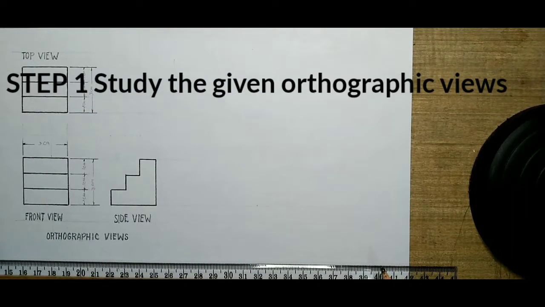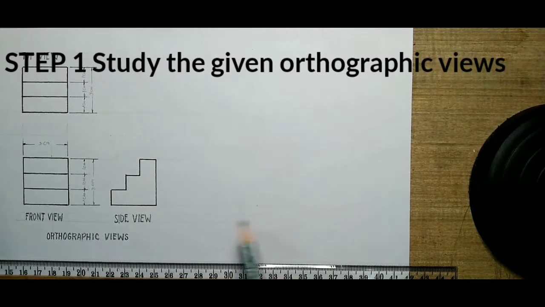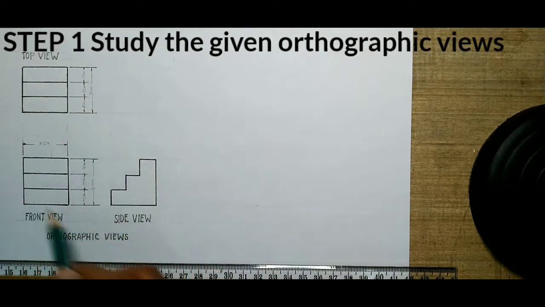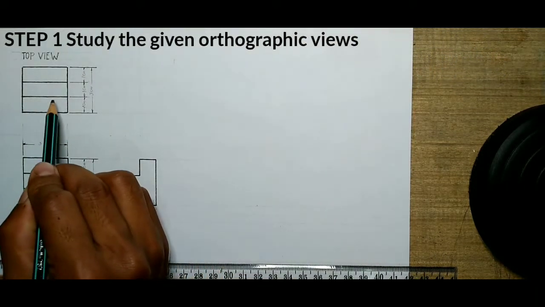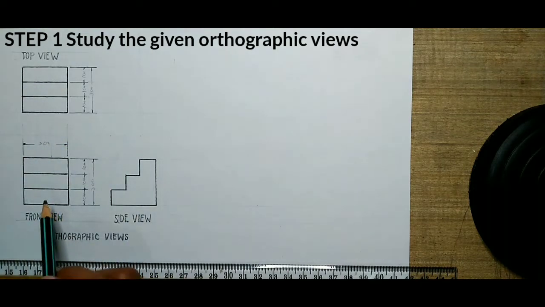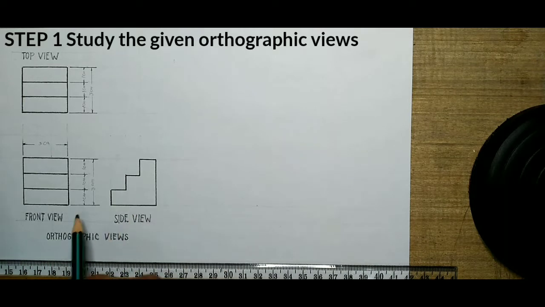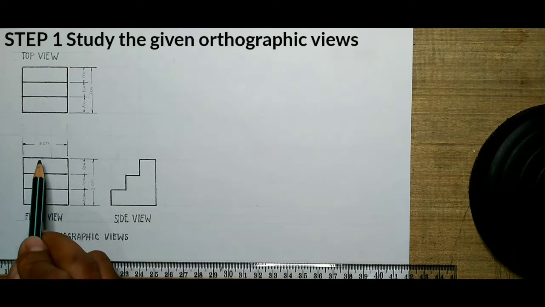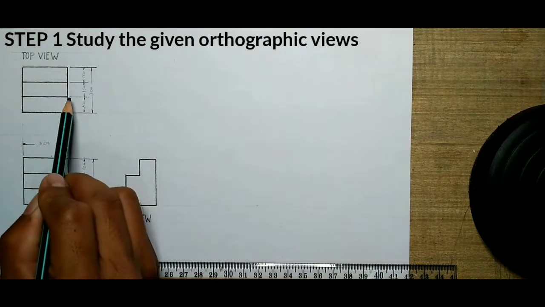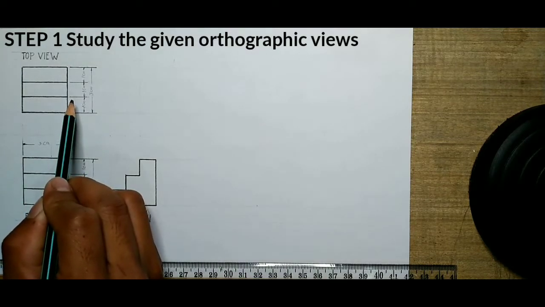Step number 1. We study the given orthographic views. So this is the top view, front view, and the side view. The height of the object is 3 cm. The width is 3 cm. And the depth is also 3 cm.